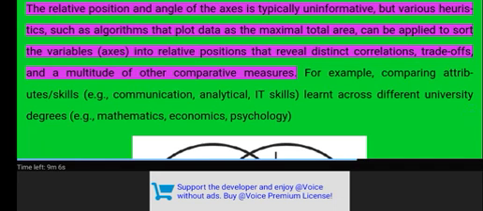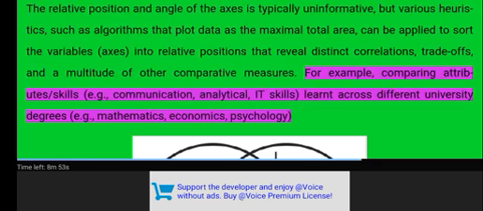The relative position and angle of the axes is typically uninformative, but various heuristics, such as algorithms that plot data as the maximal total area, can be applied to sort the variables' axes into relative positions that reveal distinct correlations, trade-offs, and a multitude of other comparative measures. For example, comparing attributes or skills, e.g., communication, analytical, IT skills learned across different university degrees, e.g., mathematics, economics, psychology.